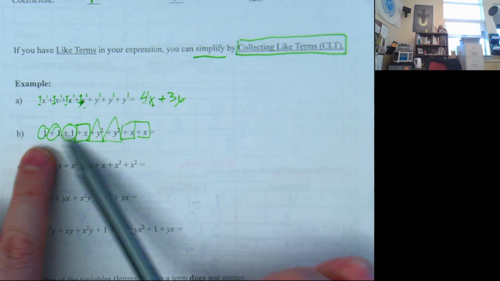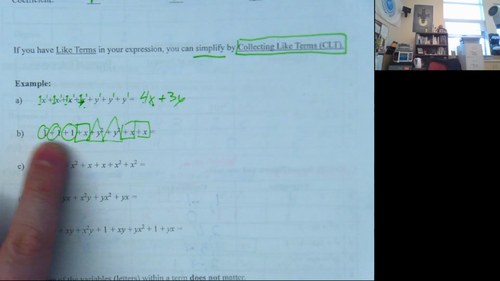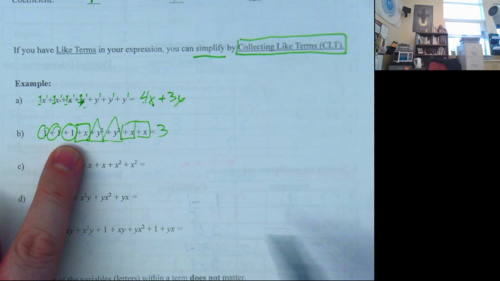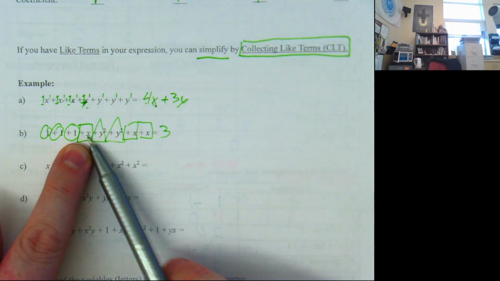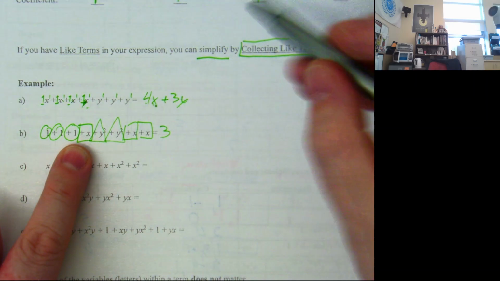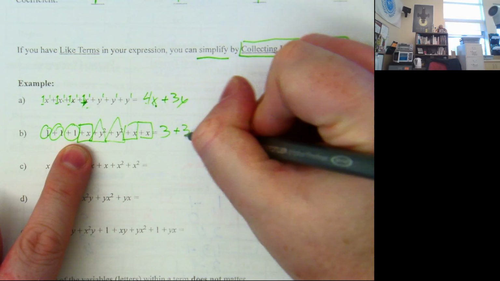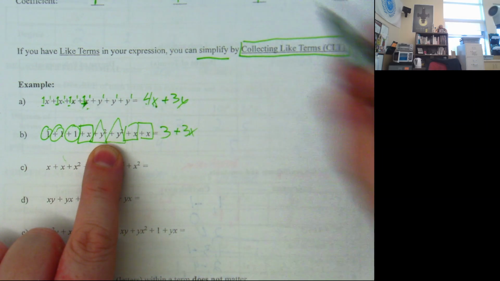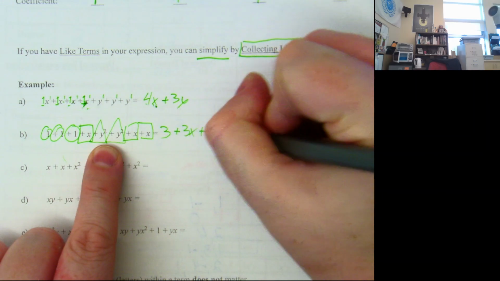So if I've got a bunch of 1s here, 1 plus 1 plus 1 is 3. I've got this positive x, and positive x. How many positive x's do I have? Plus 3x. And then I've got how many y squareds? 2. So I'm going to go plus 2y squared.